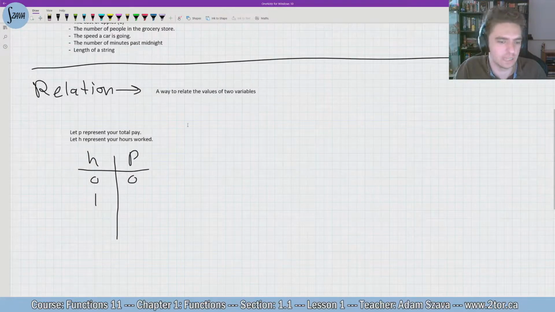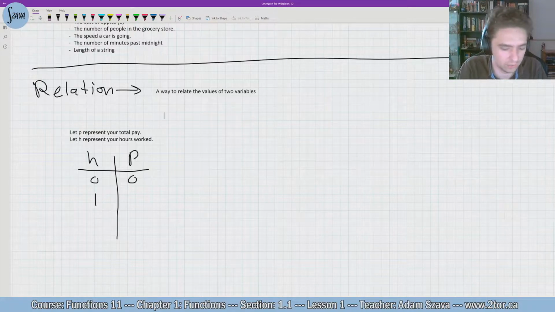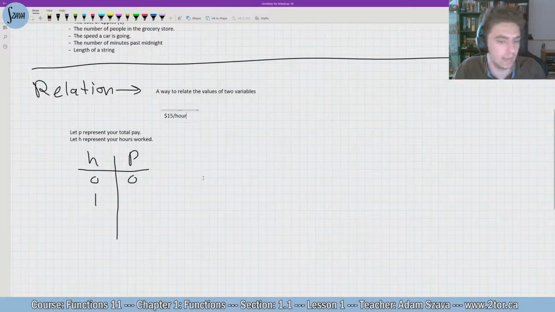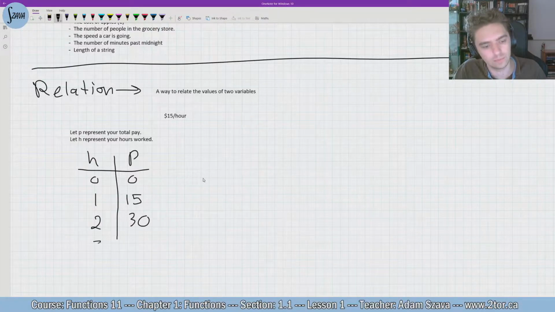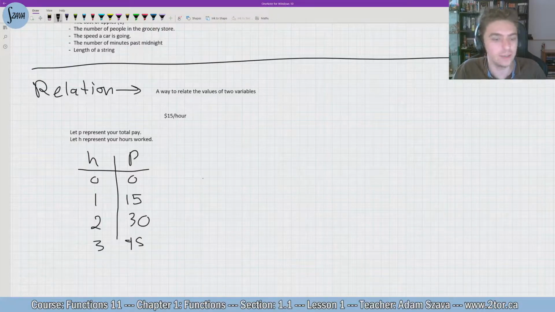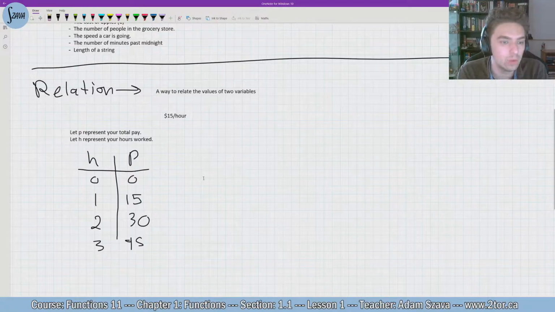Let's do a standard one, maybe $15 per hour. Let's say that's your pay. Then in 1 hour, you'll make $15, in 2 hours, you'll make $30, 3 hours, $45. And you can see we've related H and P here. We've shown that there's a connection between H and P. They're not completely separate variables, right?